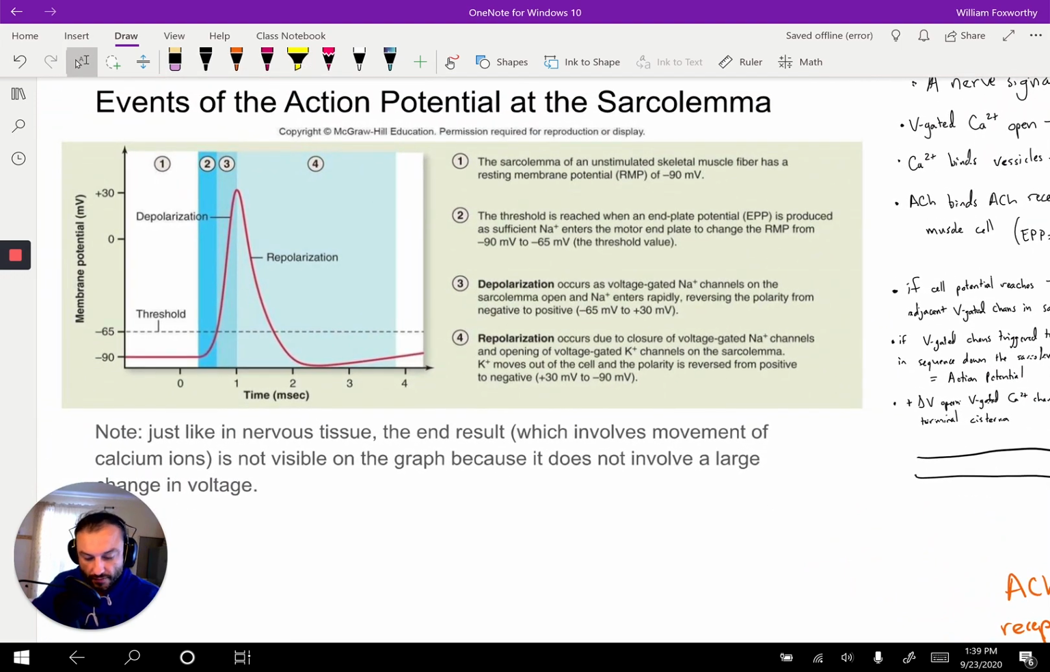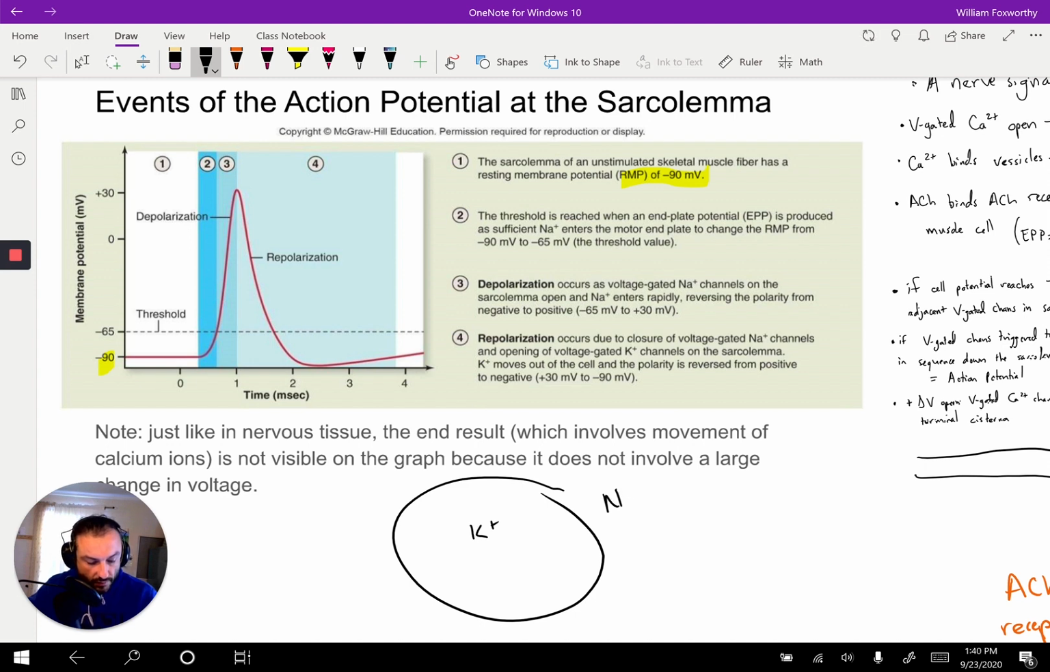So this is a graph of the action potential. One thing I like to point out here is for a skeletal muscle cell, the resting membrane potential is about negative 90 millivolts. So while the muscle is at rest before it's been stimulated, the inside of the cell is sitting at about negative 90 millivolts, has a high concentration of potassium, and the outside of the cell is relatively positive, has a high concentration of sodium and calcium.